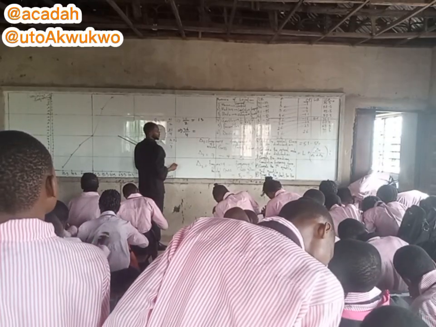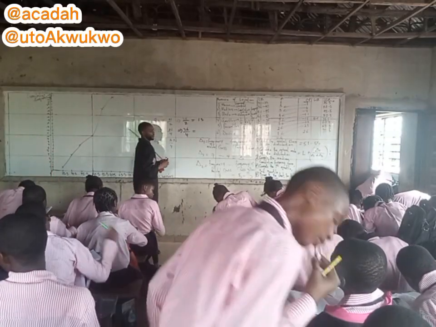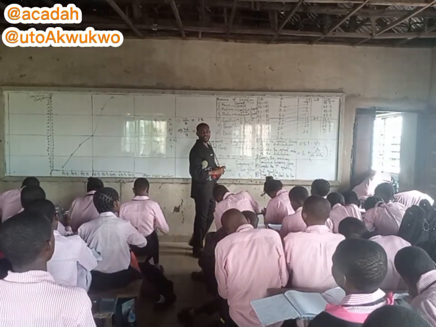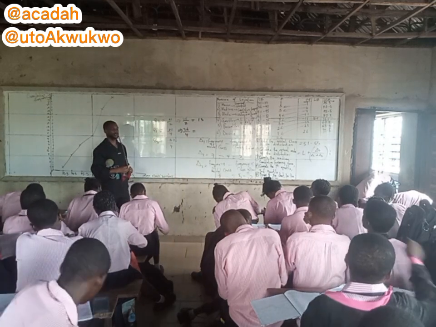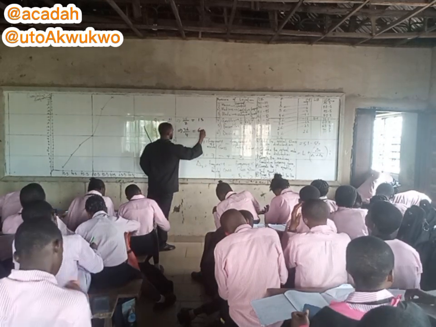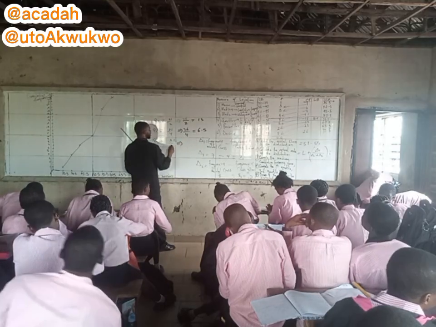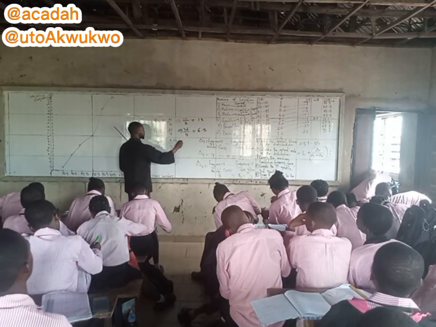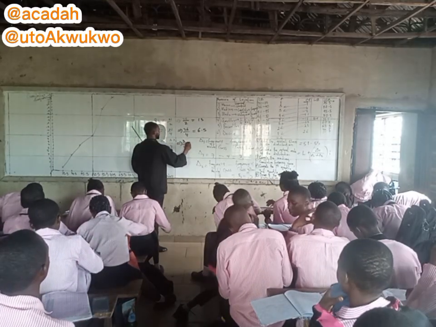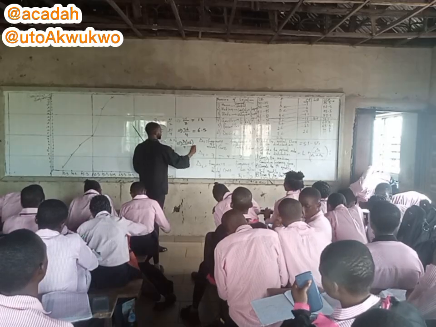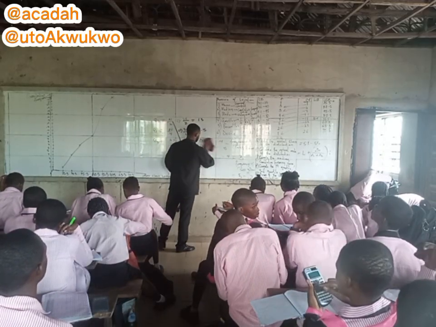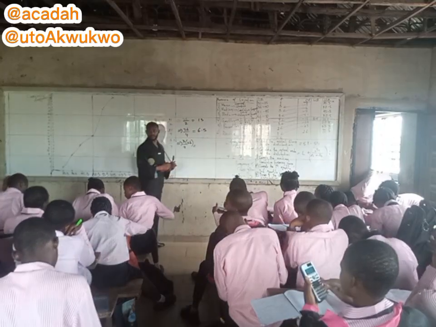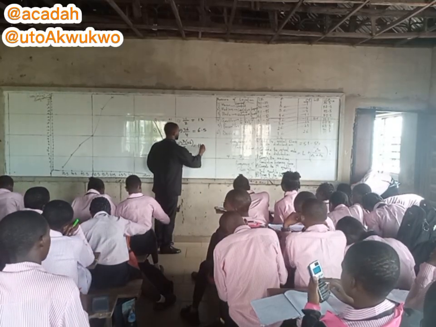What is it? 26/4, what is it? Punch. 3/4 times 26. What is it? 19.5.